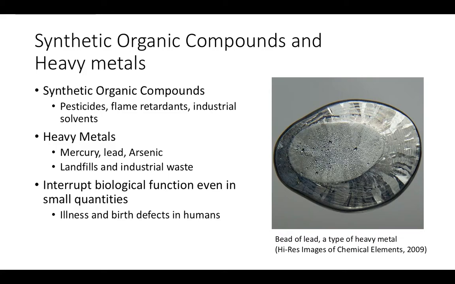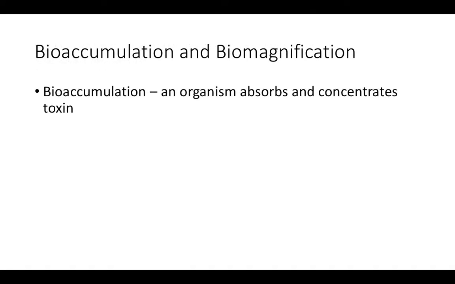Okay, so how are these chemicals actually coming into contact and being absorbed by marine organisms? Well, it's through something called bioaccumulation. And this is when an organism absorbs and concentrates a toxin that might be present in the water or the food it's eating. So it can occur just from that toxin being present in the water, because that organism is in contact with that water. It can also occur when that organism is consuming another organism that might have that toxin present. So bioaccumulation refers to one organism and how a toxin affects one organism.